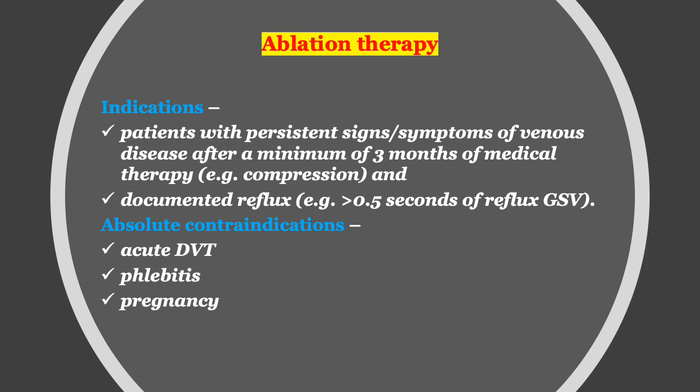Now, the second line of management of CVI is ablation therapy. Ablation therapy is used in patients with persistent signs and symptoms of venous disease after a minimum of 3 months of medical therapy, and in patients with documented reflux. Okay? Absolute contraindications for thermal therapy: acute DVT, phlebitis, and pregnancy.